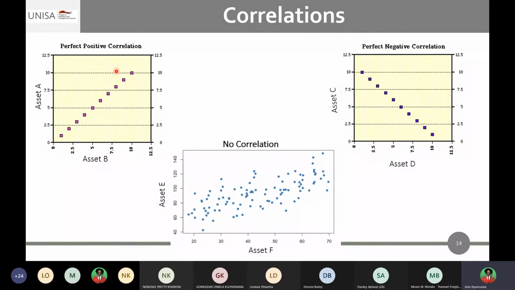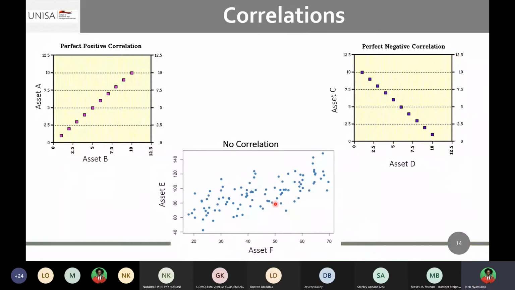So perfect positive correlation is what we see in the box there. Let's see if my pointer is showing there. Oh, my pointer is there. Perfect positive correlation: you can see they are going up at the same rate. It's a straight line. So perfect positive correlation is equal to 1, because correlation can only be between 1 and -1. If it's negative, if it goes up by 1, another one goes down by 1, that is perfect negative correlation.